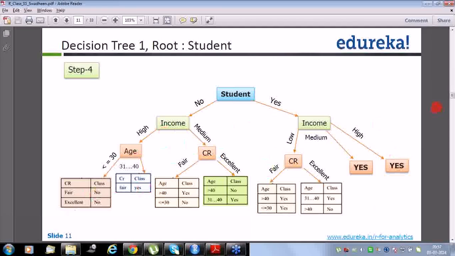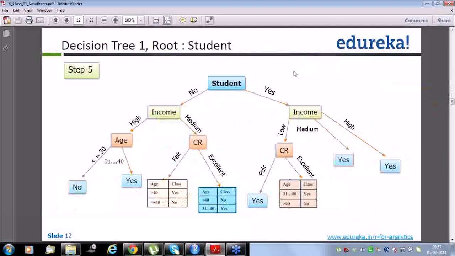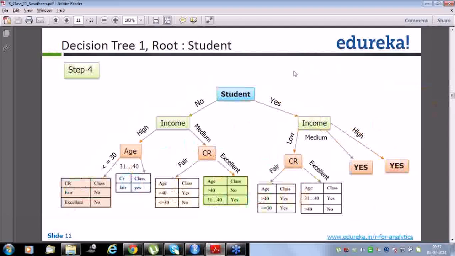Okay, so that's a very good example that is written there. If you look at that, here we have reached this conclusion. Here we have reached the conclusion. So what we can say, if a person is not a student but falls in a high income group and his age is greater than 30, he will not buy the computer. Whether he is not a student but falls in a high income group and age is between 30 to 40, he will buy the computer.